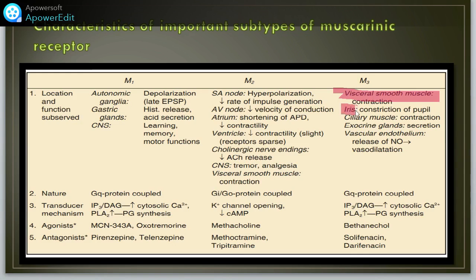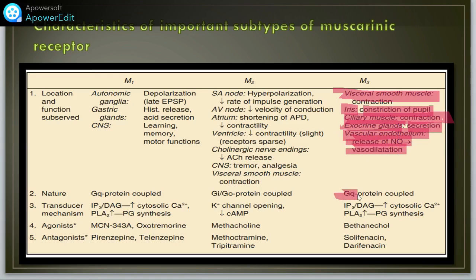Location on eye, iris: it causes constriction of the pupil, miosis. Ciliary muscles: contraction. At exocrine glands, the function is secretion; it stimulates the secretion. At vascular endothelium, release of nitric oxide, which results in vasodilation.